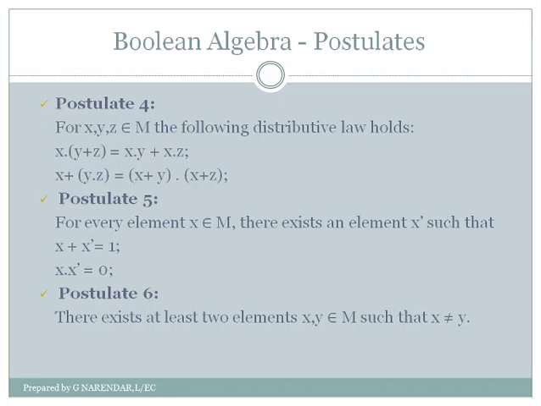So whatever the element will be, if you perform the OR operation between the element and its complement, the result is 1. And if you perform the AND operation between the element and its complement, the result is 0. So this is how the complement of a particular element is defined.